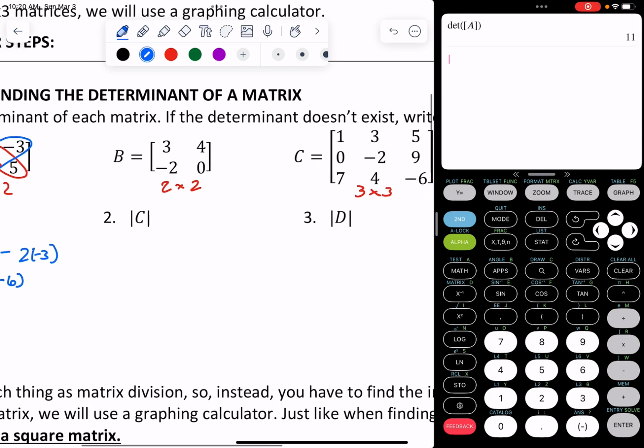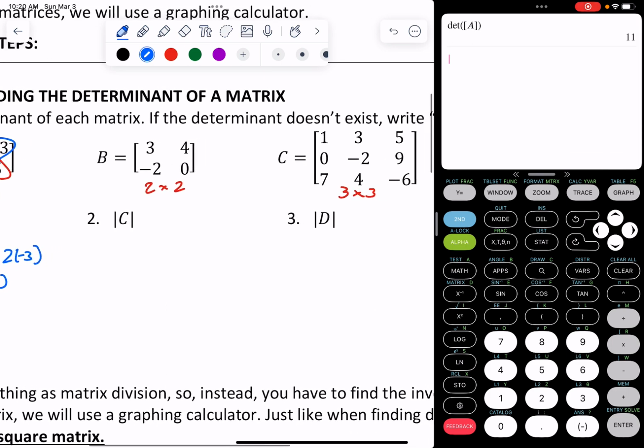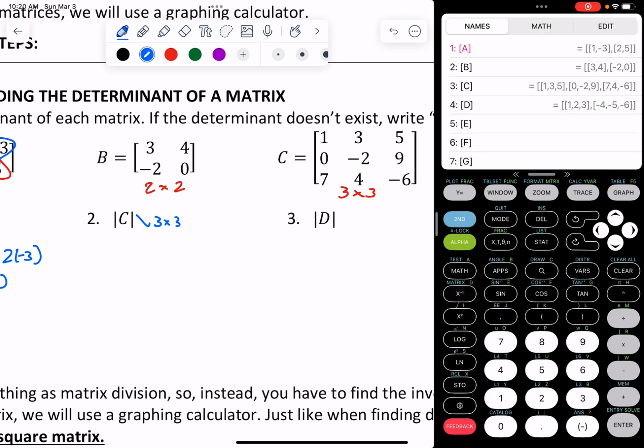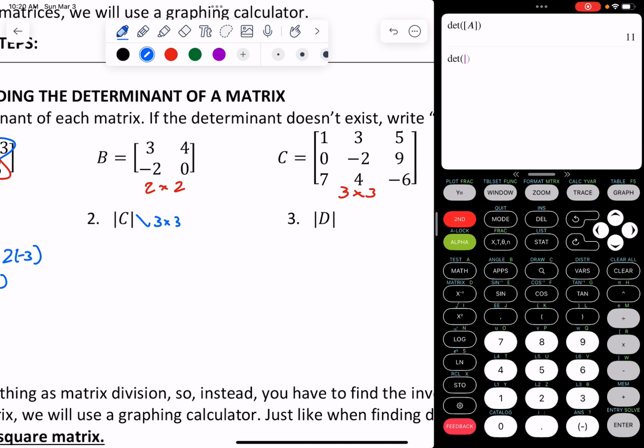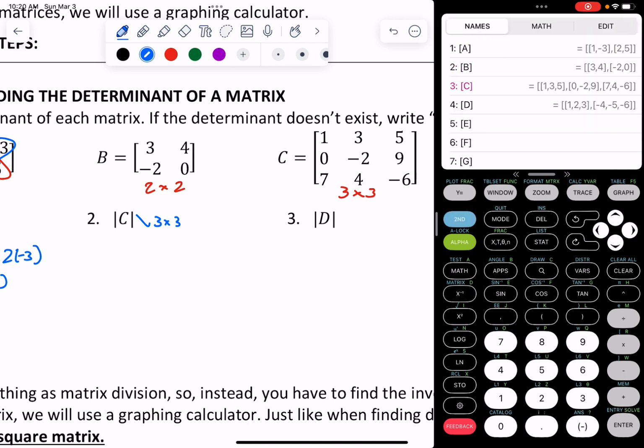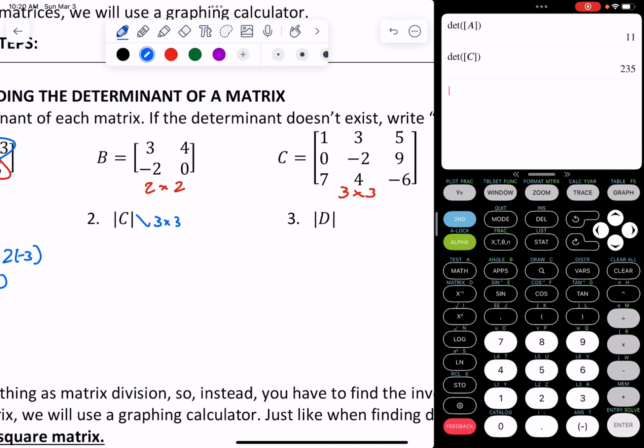If we check the determinant of C, that one's 3x3. So remember, again, these have to be square in order to have determinants. So we're good there. So let's find the determinant. Second matrix, over to math, determinant of, choose C. We get 235.